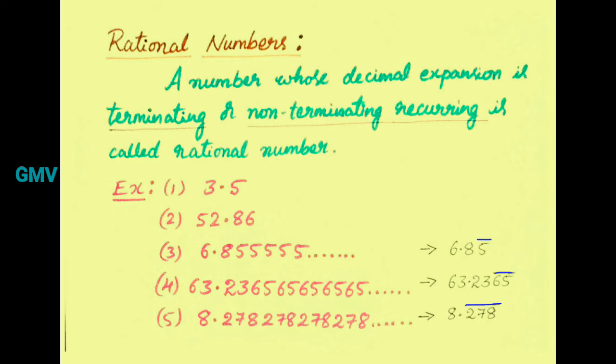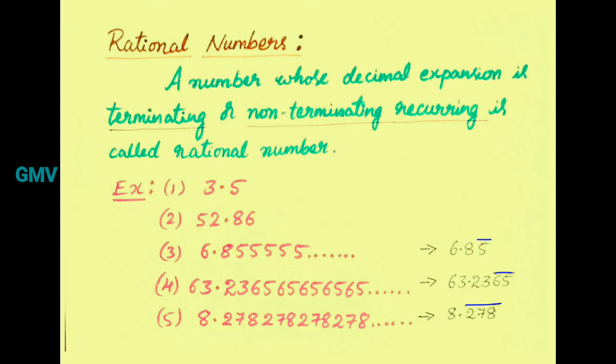Remember that non-terminating recurring means the number will not end but they will contain a repeating term. In third example, 5 is the repeating term. In fourth example, 65 is the repeating term. And in the fifth example, 278 is the repeating term.